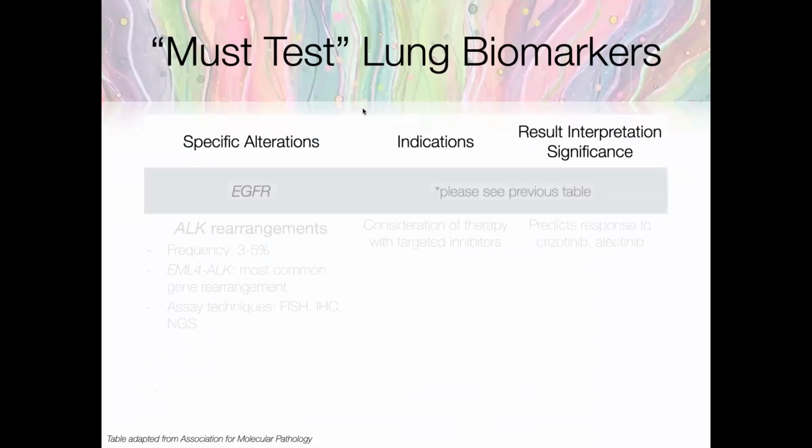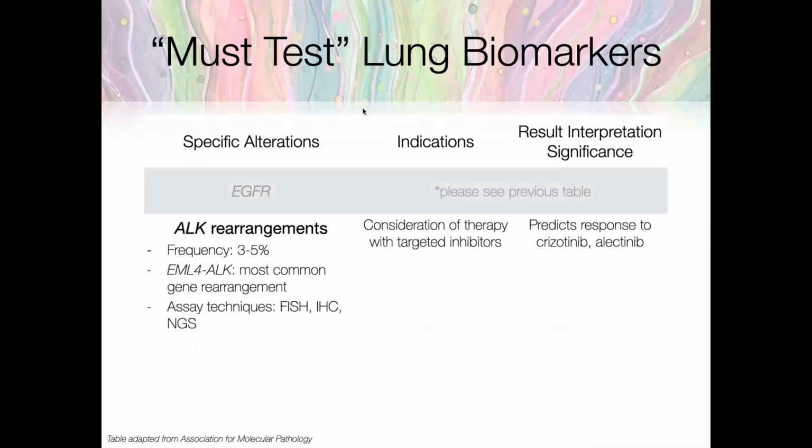About 5% of lung adenocarcinomas harbor this ALK, or anaplastic lymphoma kinase, gene rearrangement, with EML4-ALK fusion being the most common rearrangement. The clinical significance of testing this biomarker is that the presence of this translocation predicts the response to crizotinib and alectinib, which are tyrosine kinase inhibitors. And the guideline recommends immunostain, FISH, and NGS as the assay techniques to detect this biomarker.